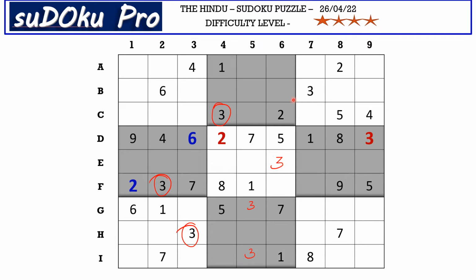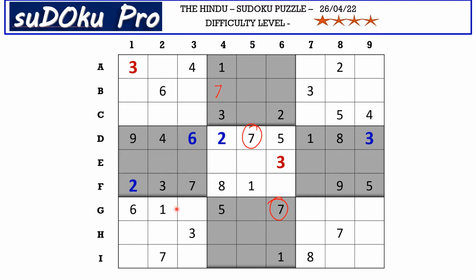Now you have 3 here in B row and 3 here in C row which blocks these two rows. So 3 has to be in one of these two cells. There is a 3 in column 2 blocking here. So A1 takes 3. There is a 7 here in column 5 and a 7 here in column 6 which blocks these two columns. So B4 takes 7.